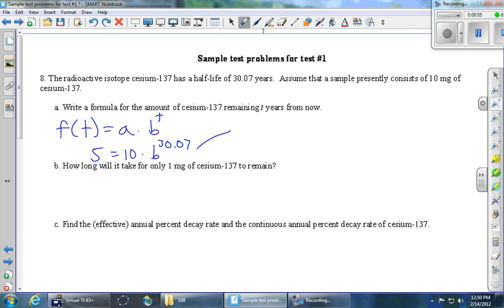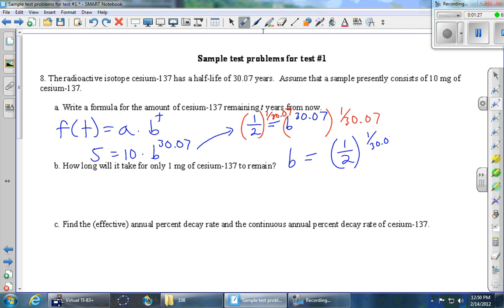This is the equation we can use to find B. So divide by 10. It might feel like logs are the right thing to do, but that's not correct. What you want to do is solve this for B by raising both sides to the 1 over 30.07. So that means that B is 1/2 raised to the 1 over 30.07.